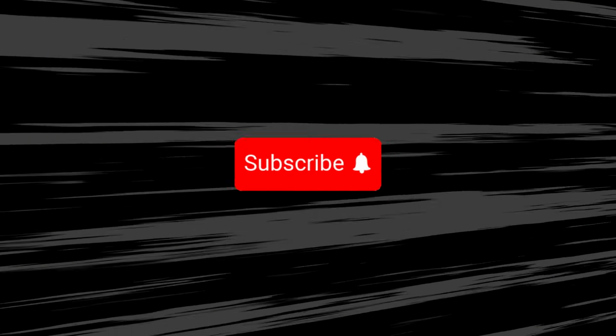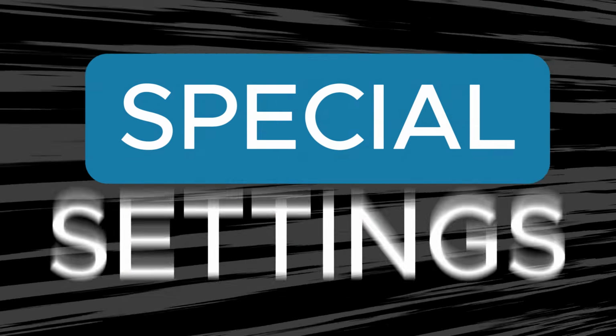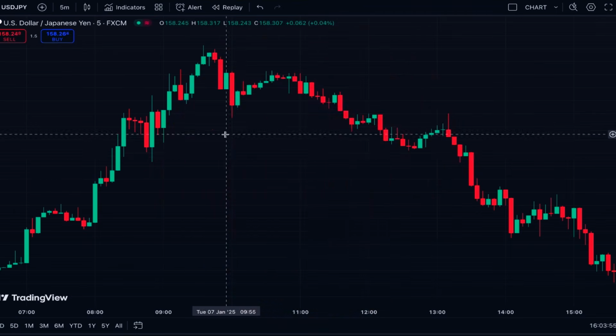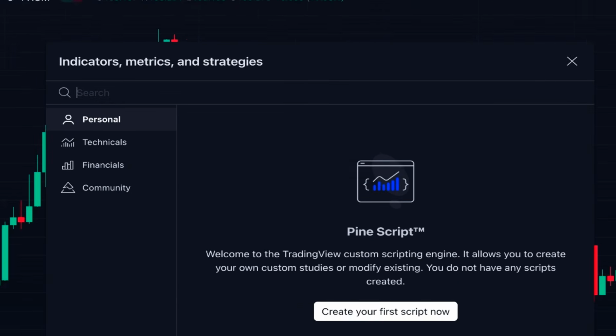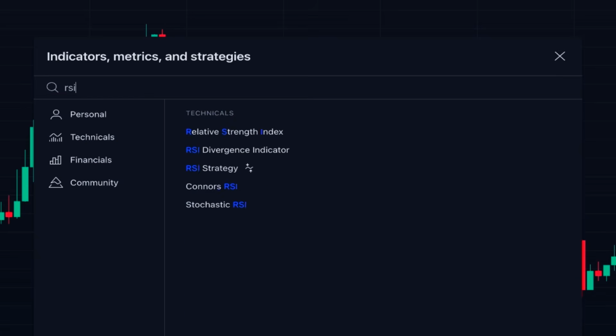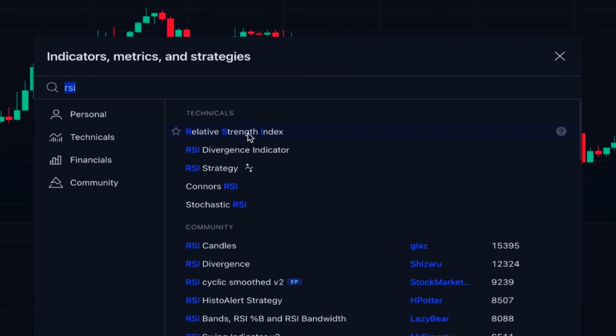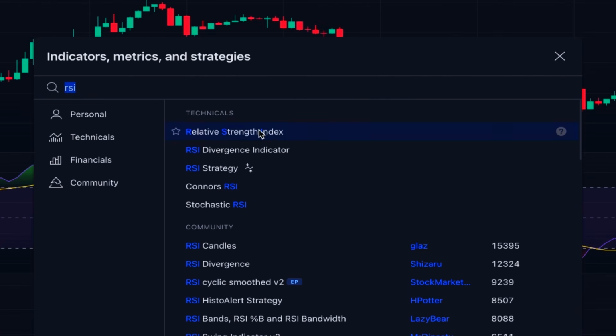In this video, I'm gonna mix two RSI with special settings that together give the most accurate buy-sell signals ever. First, we need to add two RSI to our chart. So here we click on indicators and we search RSI. This one, relative strength index. We need to add two RSI to our chart.